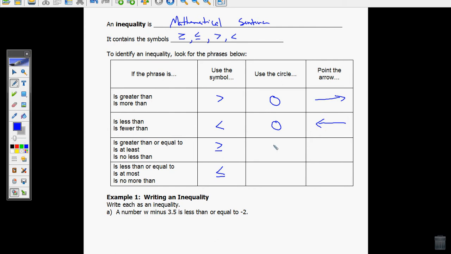If I'm talking about is greater than or equal to, we're looking at a closed dot, but still going to the right, and is less than or equal to, closed dot, and going to the left.